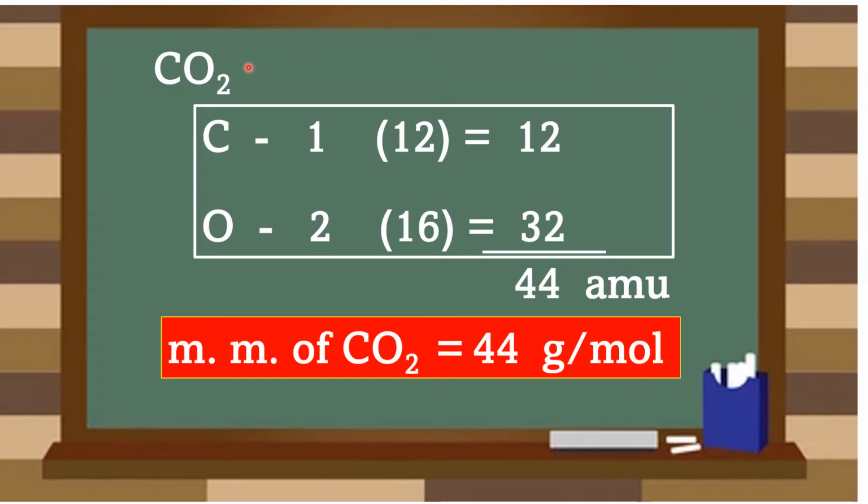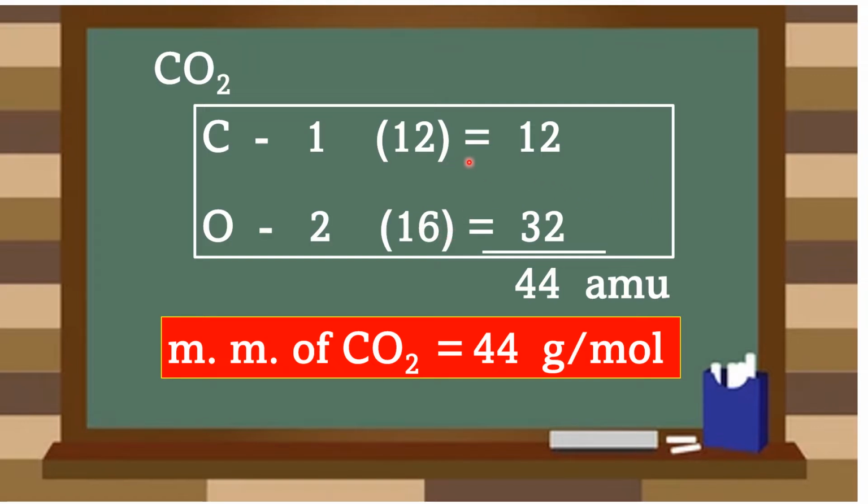First is to list down all the elements present in the compound. And the elements present in the compound are carbon and oxygen. Next, count the number of atoms in each element. Next, get the atomic mass or weight using the periodic table of elements. Round it up to the whole number.